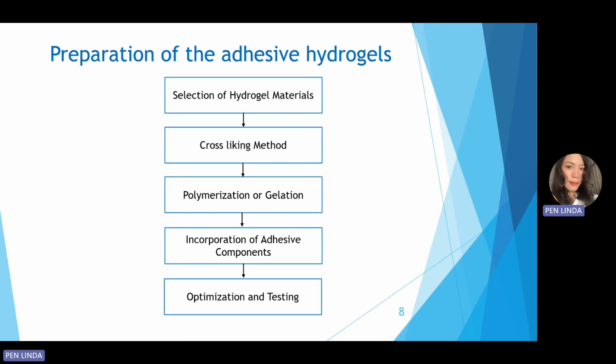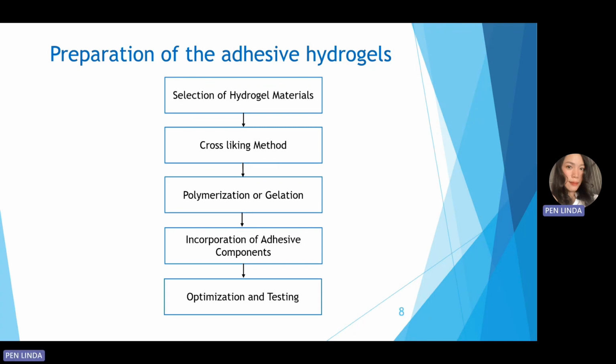Another step, cross-linking method. Determine the appropriate cross-linking method for the hydrogel. In preparing hydrogel, cross-linking helps stabilize the hydrogel structure and provide adhesive property. Cross-linking can be achieved through physical cross-linking or chemical cross-linking.